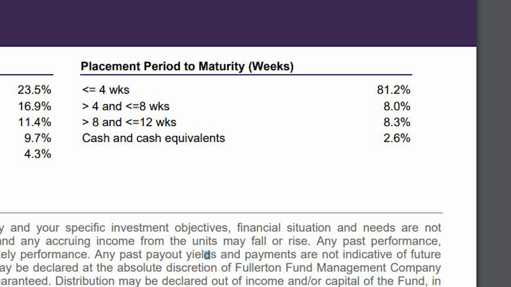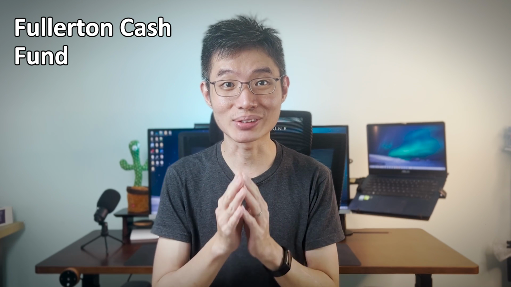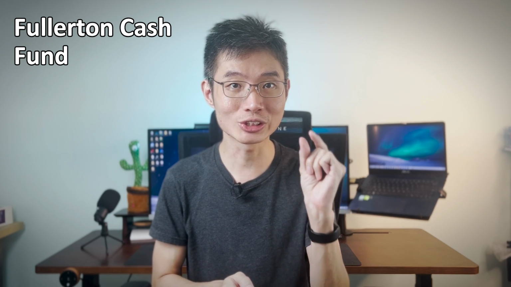As for the holdings, 81% are in deposits that mature within 1 month, 8% matures within 2 months, 8.3% matures in 3 months, and the rest are held in cash and cash equivalents. So as you can see, the holdings are all very short term.